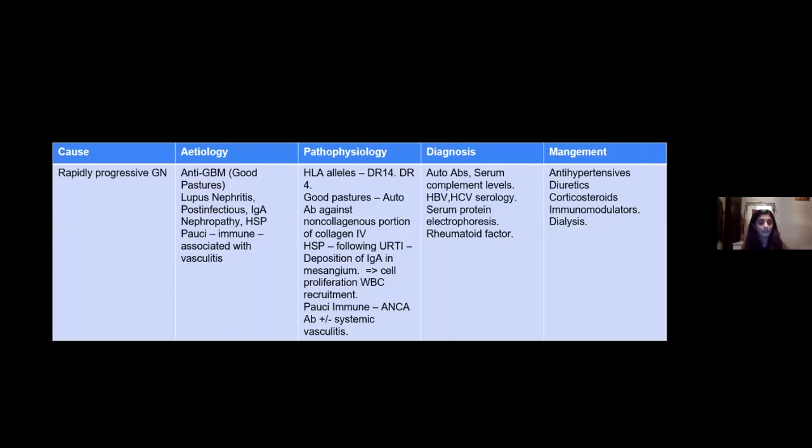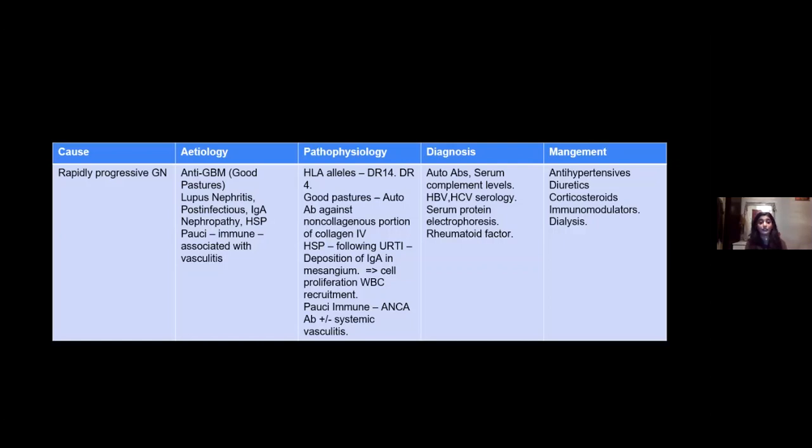We have lupus nephritis, again with SLE. Post-infectious can occur here as well. IgA nephropathy occurs, where we have a lot of IgA immunoglobulins, and they attack our kidneys and lead to inflammation there. Henoch-Schönlein purpura, again occurring after an infection.